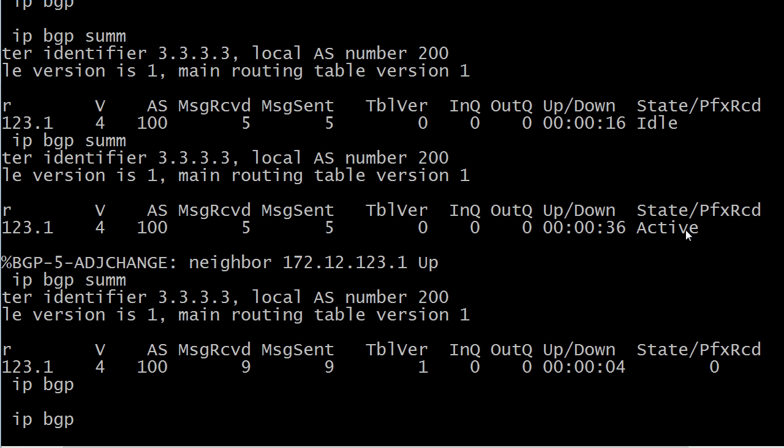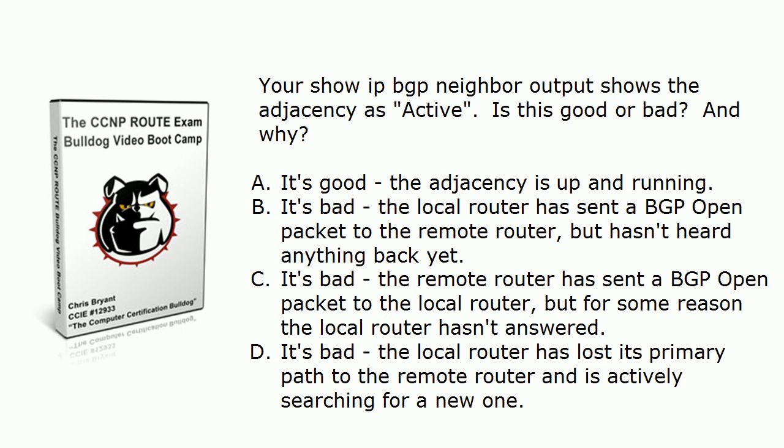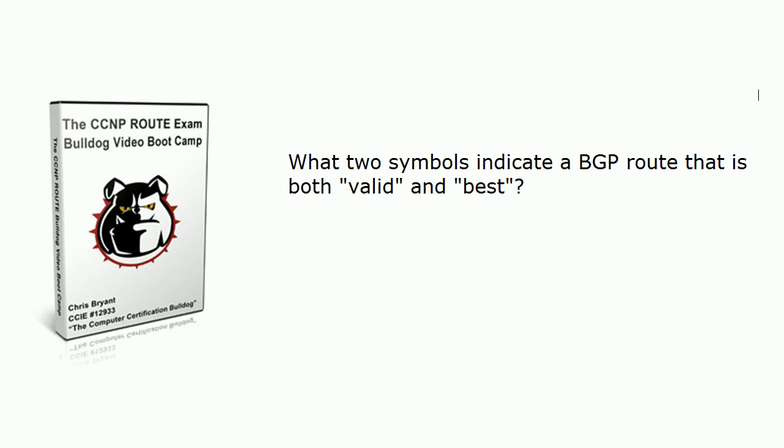But again, active is not good, and bringing the choices back up, the reason that it's bad is B, because the local router has sent a BGP open packet to the remote router, but it hasn't heard anything back yet. Let's take on that next question.